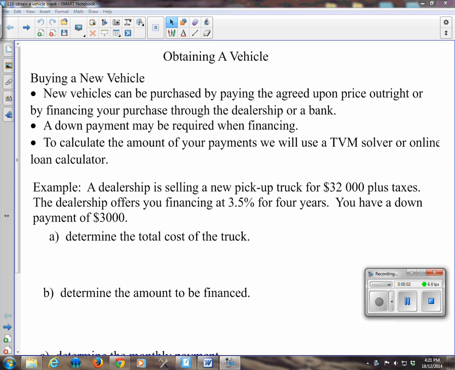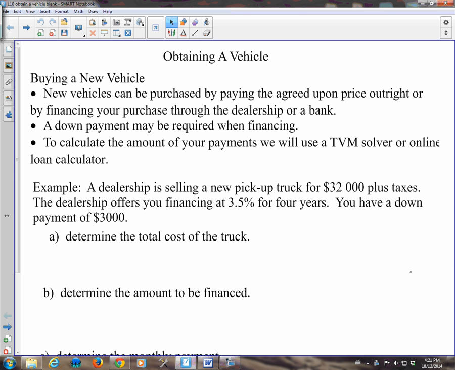Unit 5, Lesson 10, we're going to talk about buying a vehicle. I'm pretty sure that all of you will buy a vehicle maybe in the near future or in a few years from now. So there's some information to think about when you're buying a vehicle.